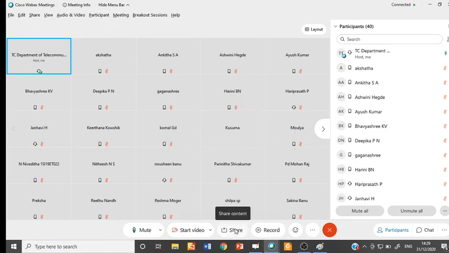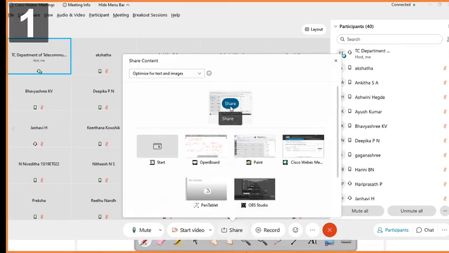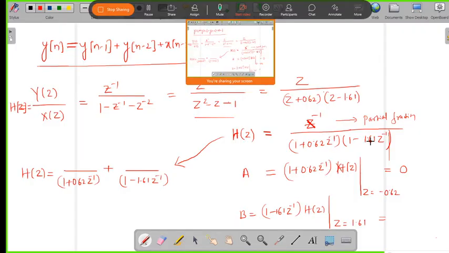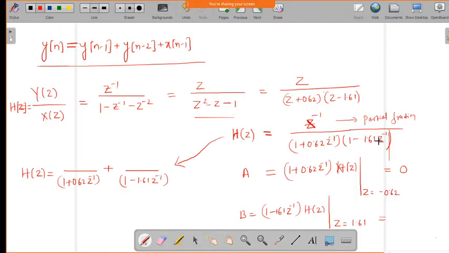Okay, so this will get cancelled, and if you put the value of z equal to minus 0.62, so we will get 1 plus something like that, and you will get some value right here. Check it once.